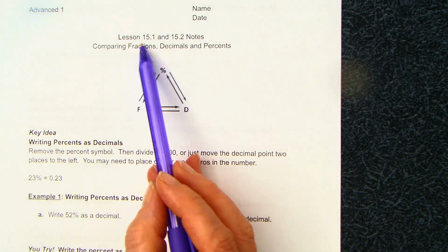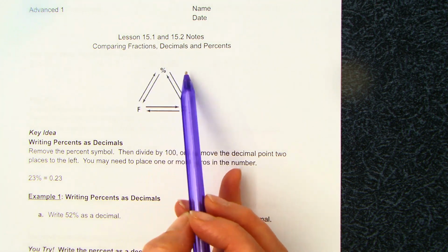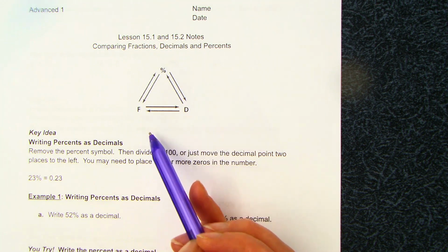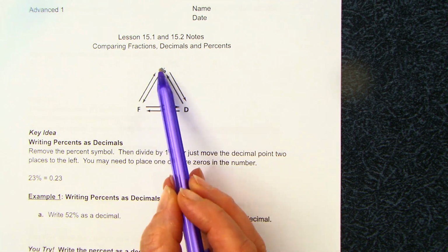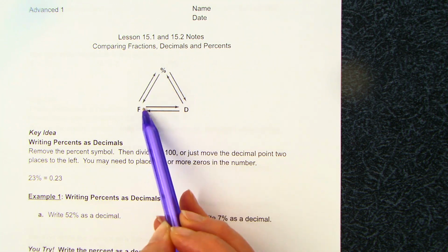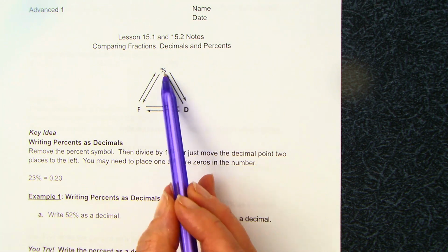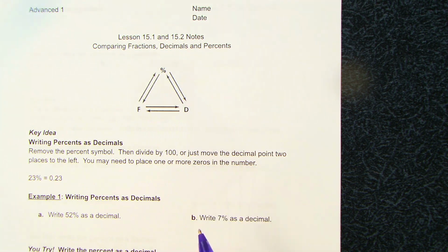Today we are looking at the lesson 15.1 and 15.2 notes. It's also got some of chapter 12 mixed in, so it's kind of a long set of notes. We are looking at how to convert fractions into percents and then percents into fractions, going from fraction to decimal and decimals back to fractions, and how to go from a decimal to a percent and a percent to a decimal. So you can see there are 6 different little conversions to look at. Some of those you already know how to do, and some will be new.